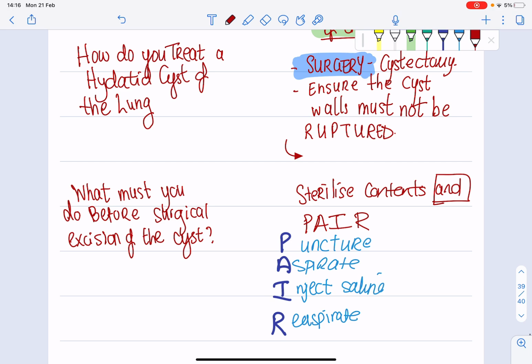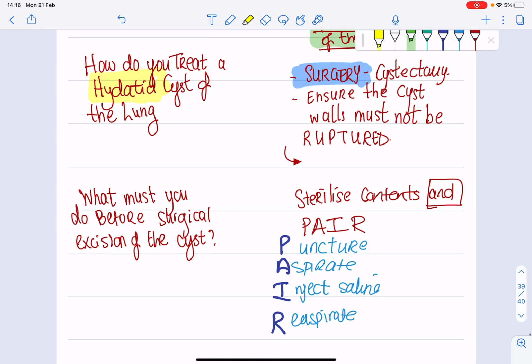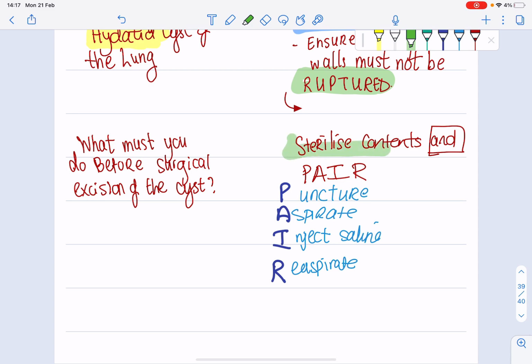How will we treat this, also known as a hydatid cyst? How will we treat a hydatid cyst of the lung? You want to do a surgical excision, a cystectomy. There are two things we want to keep in mind when we do a surgical excision of this cyst: first, ensure that the cyst does not rupture, because that will cause a diffuse anaphylaxis. And the other thing to remember is you have to sterilize the contents first, of the biliary structures, the liver or the lung.